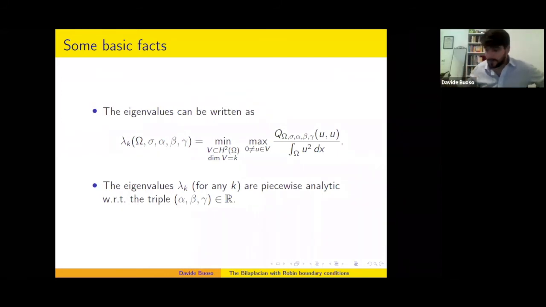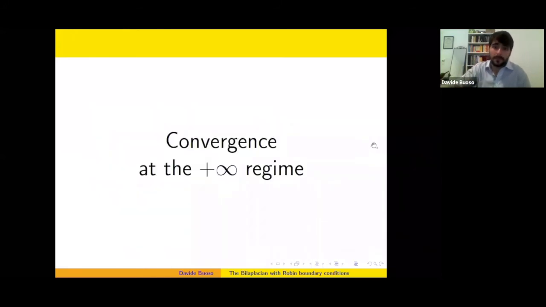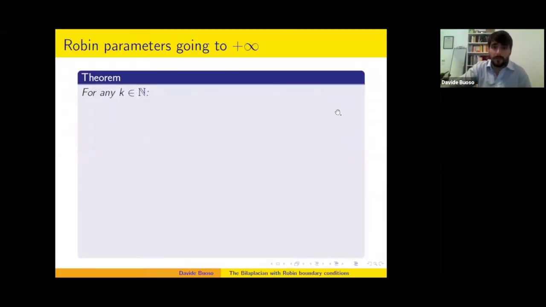So essentially, this is to say that the problem that we stated is regular enough, nice enough, so that now we go into analyzing, say, deeper properties of the problem. And in particular, what we have in mind is analyzing the asymptotics when the parameters go to plus infinity or minus infinity. So let's start with the case where we send the parameters to plus infinity. We first of all consider just the Robin parameters, beta and gamma, and then we will see that the tension parameter is actually of a different kind.